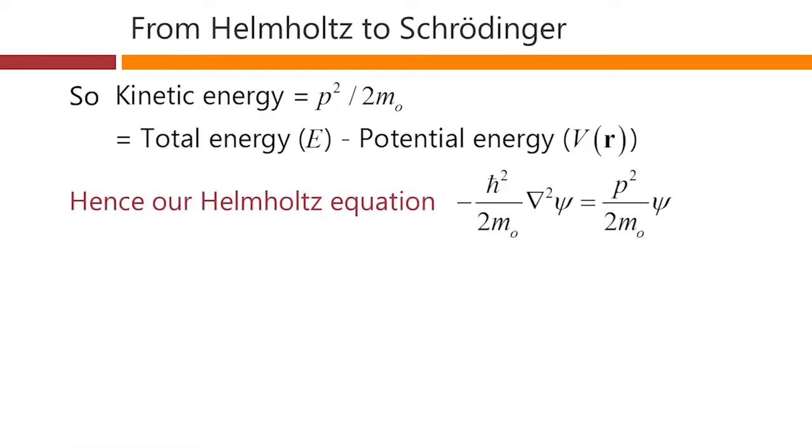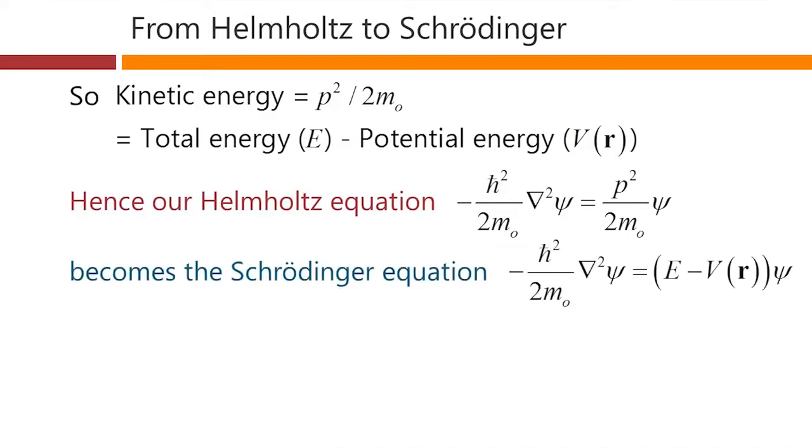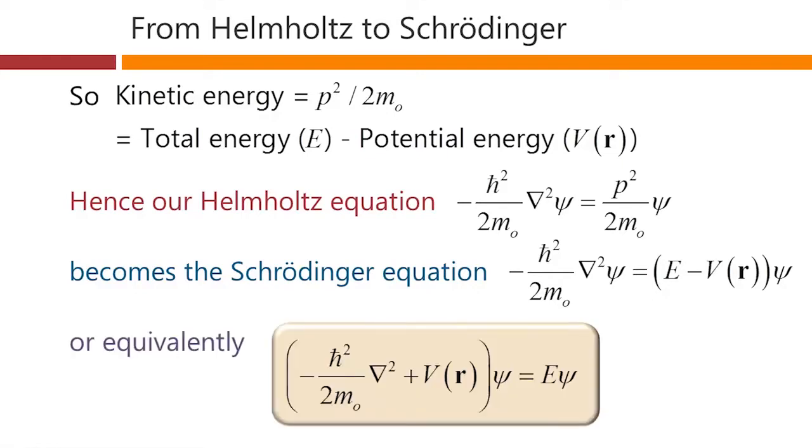Hence, our Helmholtz equation that we had been working on before would become what we're now going to call the Schroedinger equation, substituting in for p squared over 2m0 with E minus V of r. We get this equation here, that's a substitution on the right, or equivalently, this equation here. It's the same equation. This is perhaps a more common form of writing it, but both of these are used. This is a Schroedinger equation. We've just postulated this, remember.